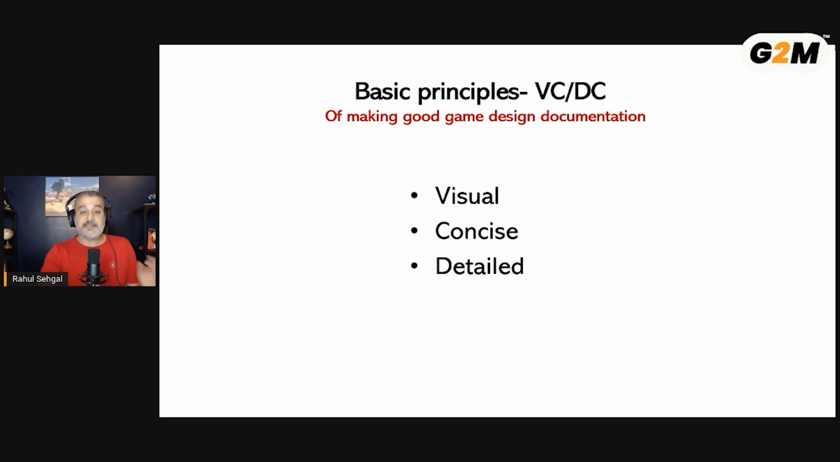Next, it has to be detailed. Everything has to be there. Everything about the game, the functionality, has to be in that document. The more complicated the game you're going to make, the more detailed the game design document is going to be. And then customized. Every game design document is unique.